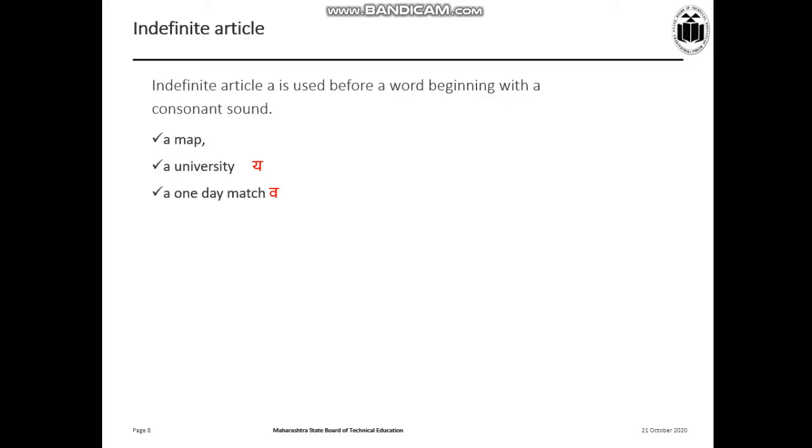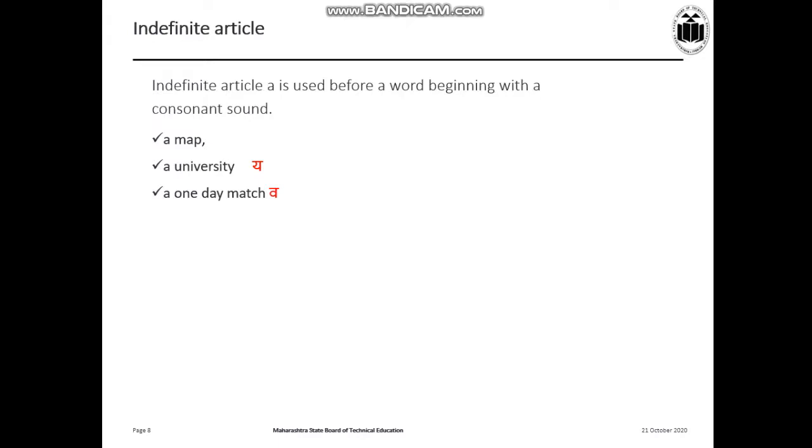Suppose there is a word a university. In university you are able to find the consonant sound here. Y-U, university, Y-U. Y is a consonant, so Y-U is a consonant sound. Hence we are using a university. A one-day match. But O is a vowel, isn't it? But the sound of one begins with the consonant sound. Hence, we are using a one-day match.